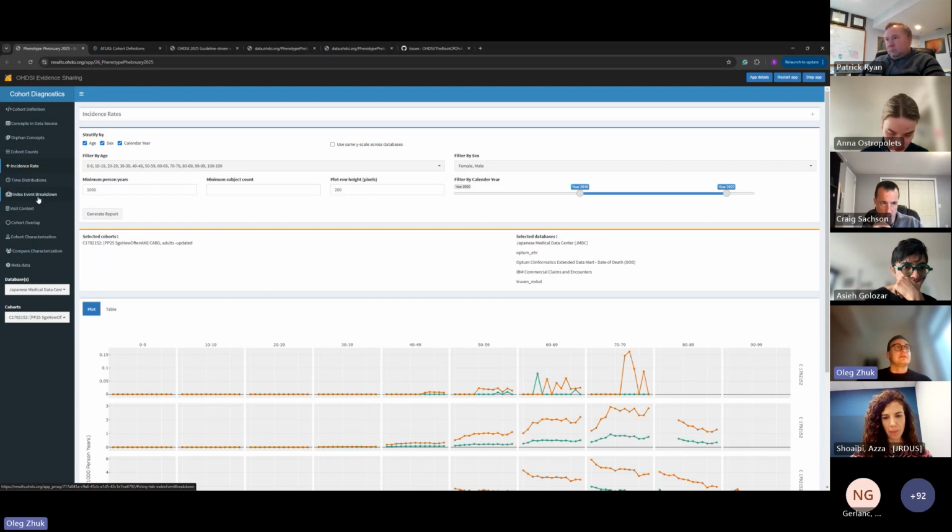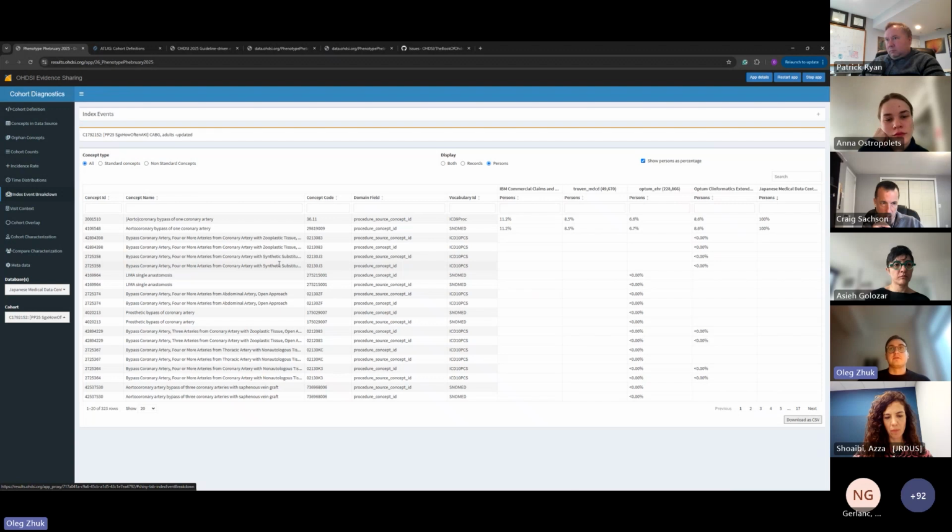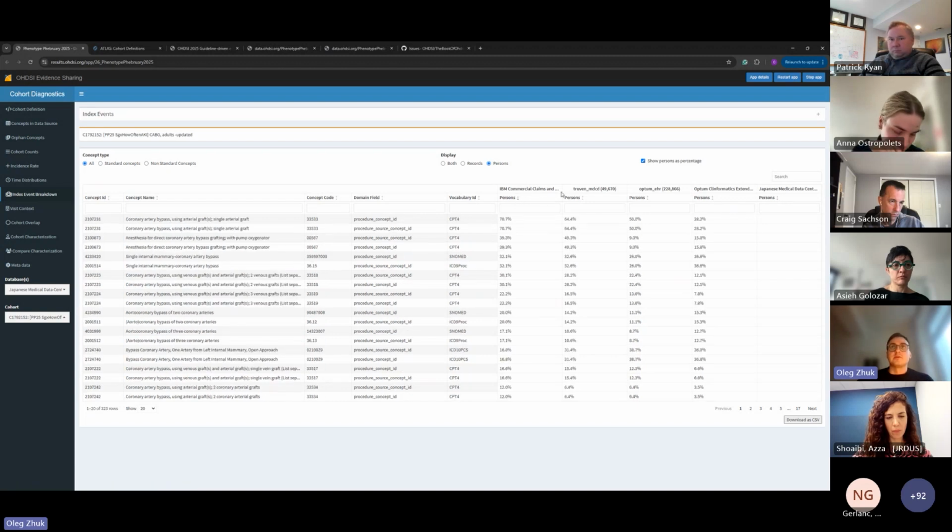The next step is to check index event breakdown, and index event breakdown helps us to identify what codes have been used in the data to get our patients into the cohort. And let's start with this IBM commercial claims. What's important here is to check the domain field. You see that there are basically only two options: procedure source concept ID and procedure concept ID fields. Procedure source concept ID means that these codes have been spotted directly in the data, and procedure concept ID is the standard equivalent to this particular concept.